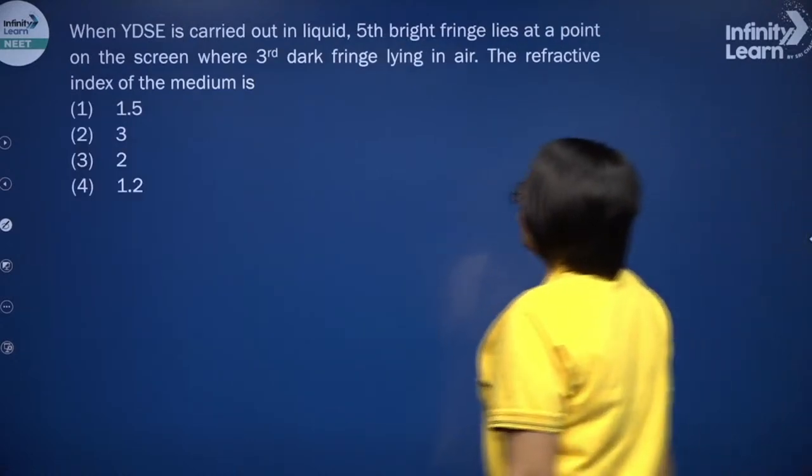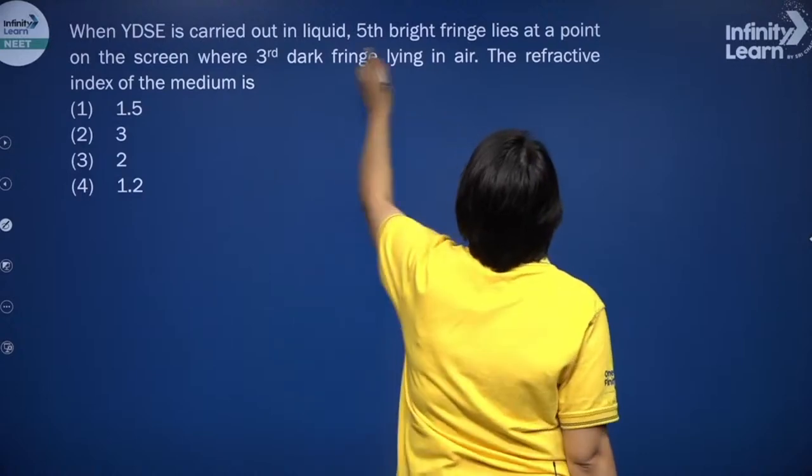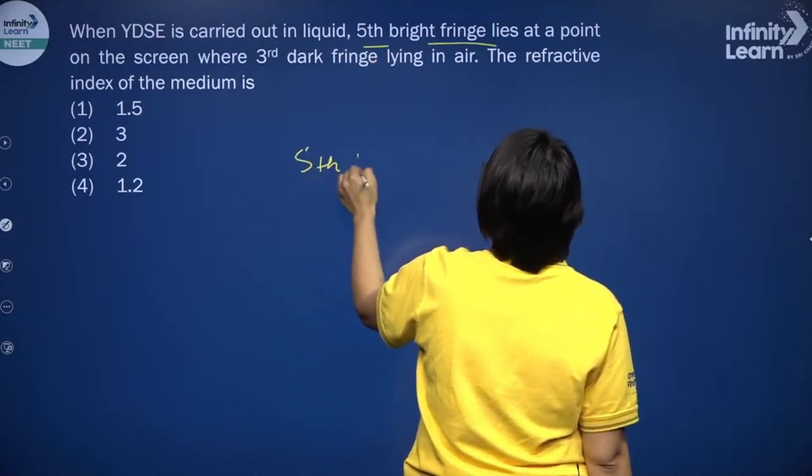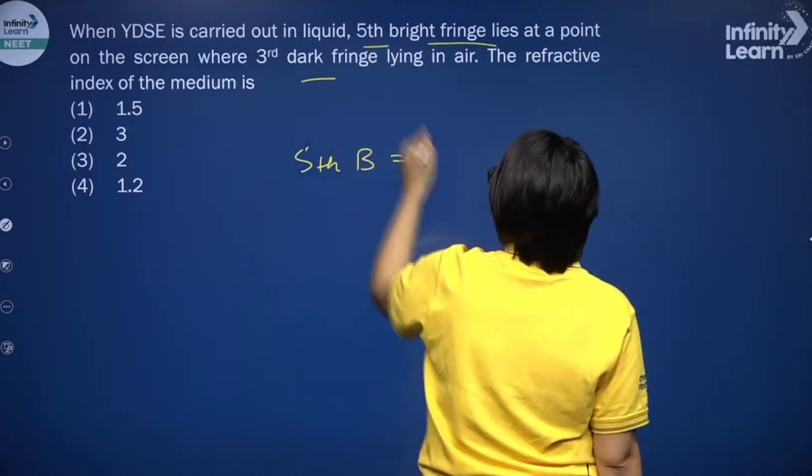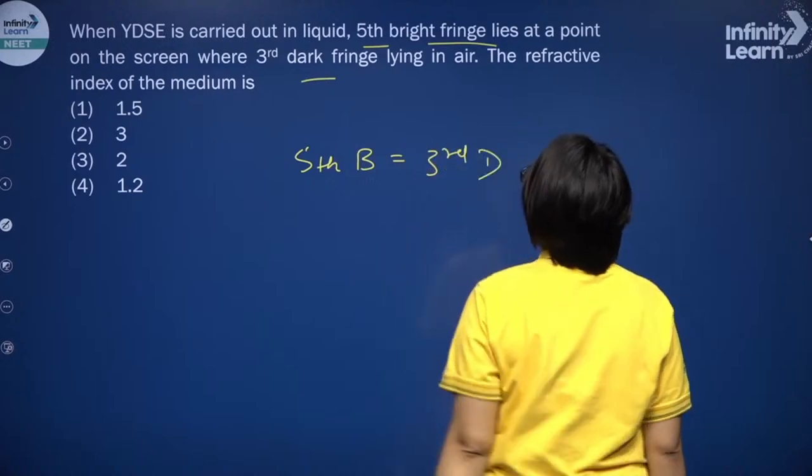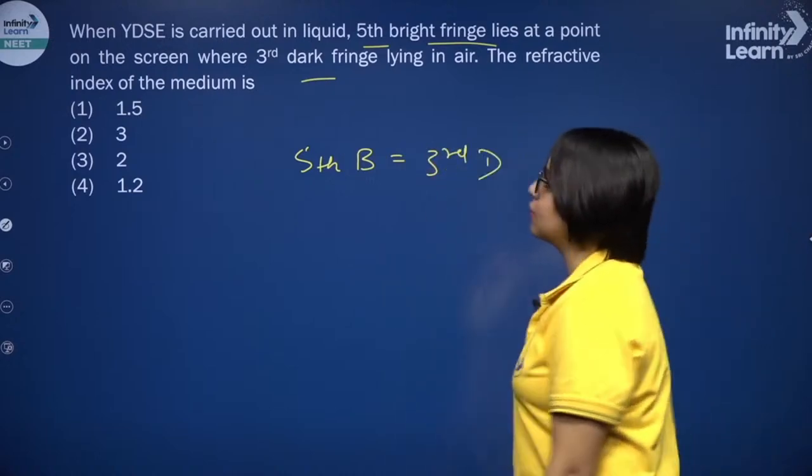Next is this one. When YDSE is carried out in a liquid, the fifth bright fringe lies at a point on the screen where the third dark fringe lies in air. The refractive index of the medium is.